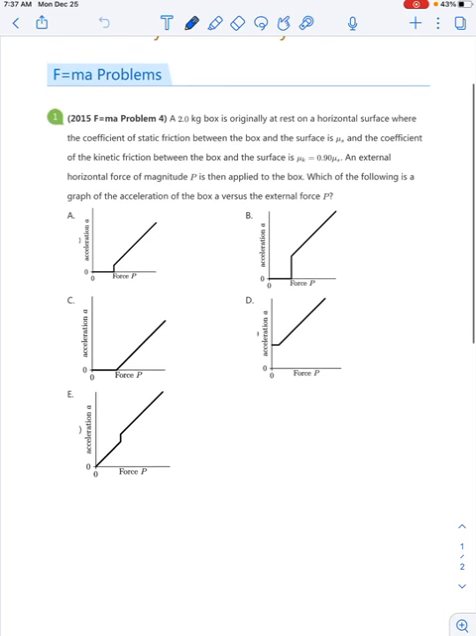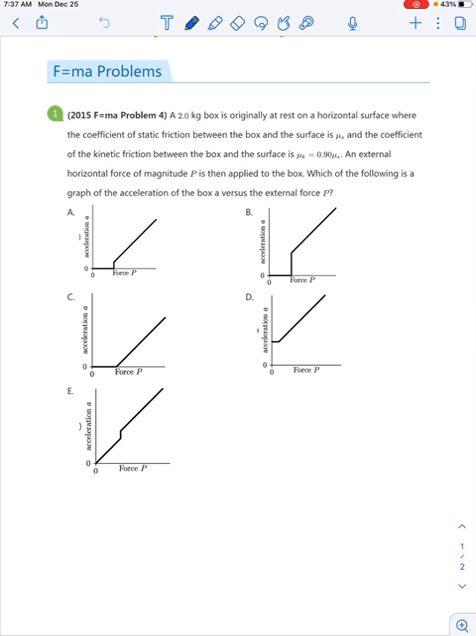For the first problem here, we know that a 2 kilogram box is originally at rest on a horizontal surface, where the coefficient of static friction between the box and the surface is denoted as mu. And the coefficient of kinetic friction between the box and the surface will be 90% of that previous coefficient. Then an external horizontal force P is applied to the box, and we want to see which of the following is a graph of the acceleration of the box versus the external force P.